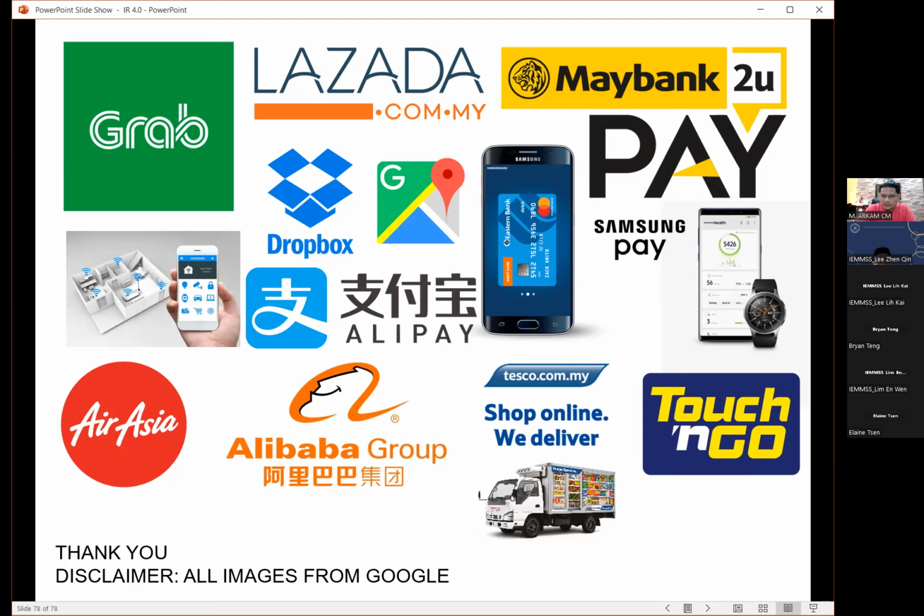Okay, by then I think I end the slide with this very common images: Lazada, Grab, Dropbox, Google Maps, Alipay, Samsung Pay, Maybank2u, Touch 'n Go, Tesco, Alibaba Group, AirAsia. One thing in common, all of this is related to data. It's all related to the internet. It's all related to software. It's all related to what we call applications, mobile, and it's all there.